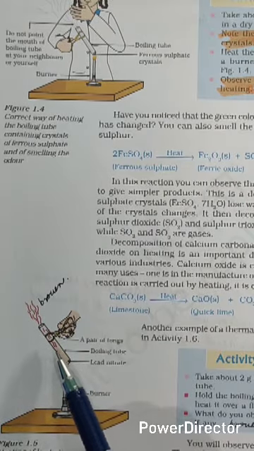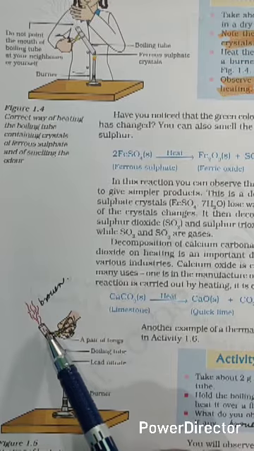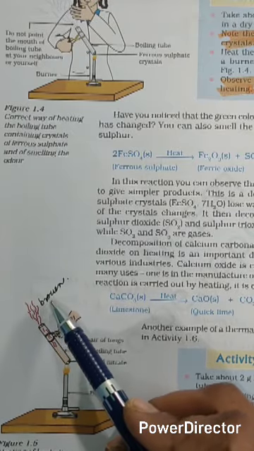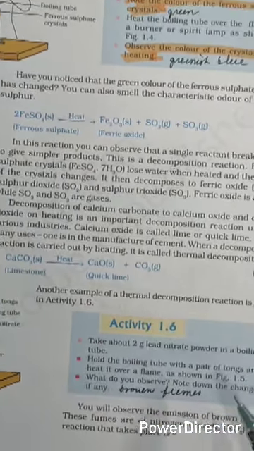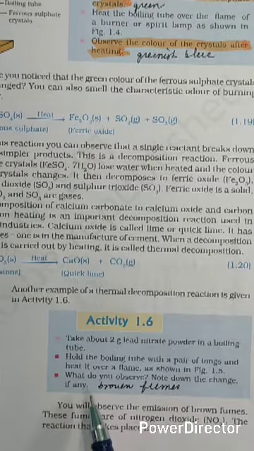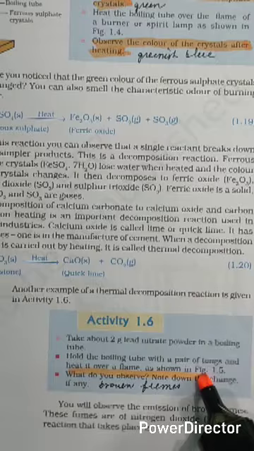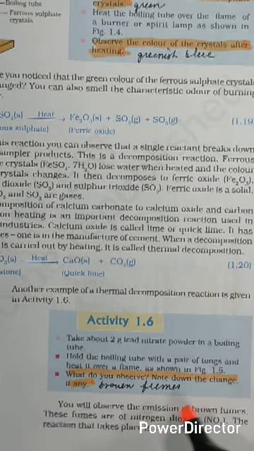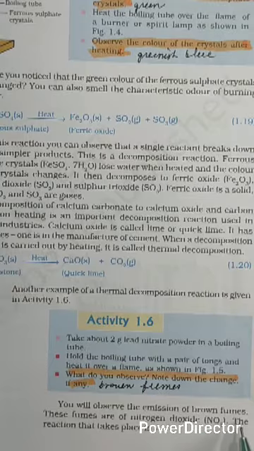decomposes, forming some gas called fumes. So what is the color of this fume? You see, the color of the fumes will be brown. That is brown. What question asks here? What do you observe? Note down the changes, if any. So what do you observe? We observe that brown fumes are produced, emission of brown fumes, already given here.